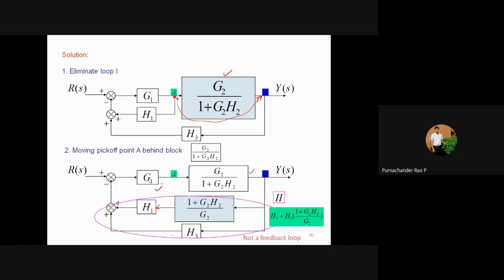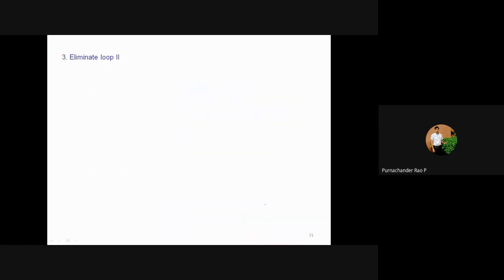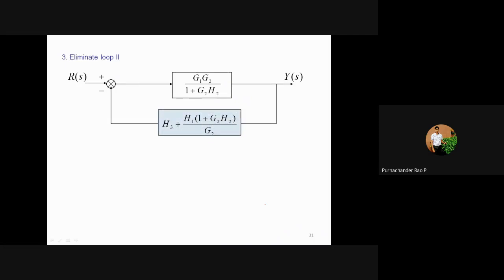Okay, so the result of this is H3 plus H1 into this. These two are cascaded. H1 and this block both are in cascade. So you directly have to multiply this with H1. So H1 into 1 plus G2 H2 by G2. Okay, so now eliminate this loop. You will get this block like this.